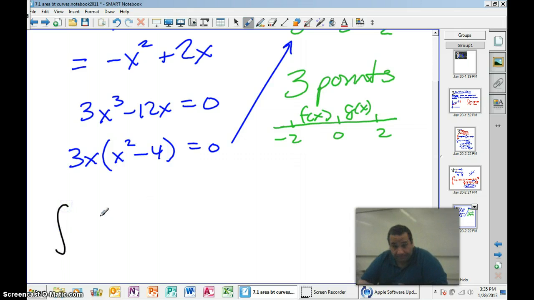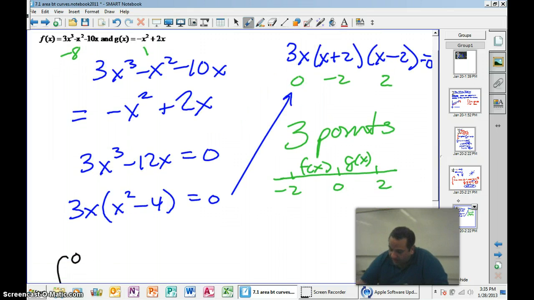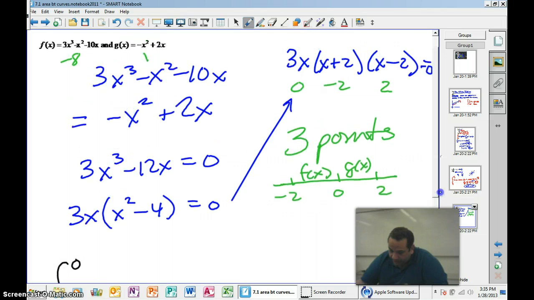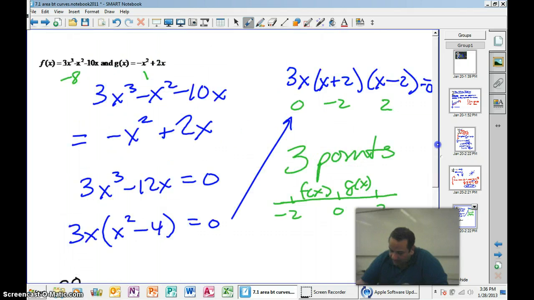So it's going to be the integral from negative 2 to 0. And now the f of x is the first function. So it's going to be 3x cubed minus, I think it was x squared, and then minus 10x. I think that's what it was. That's the f of x.